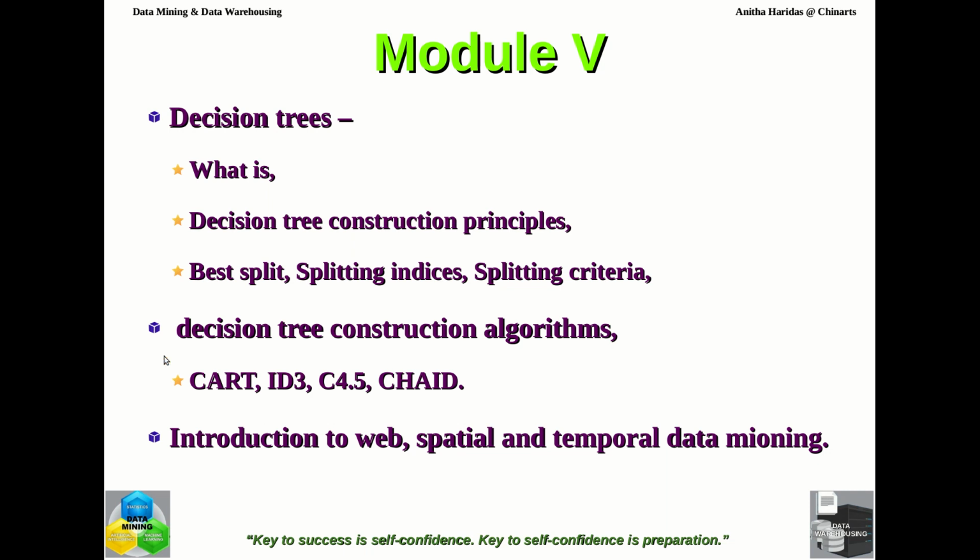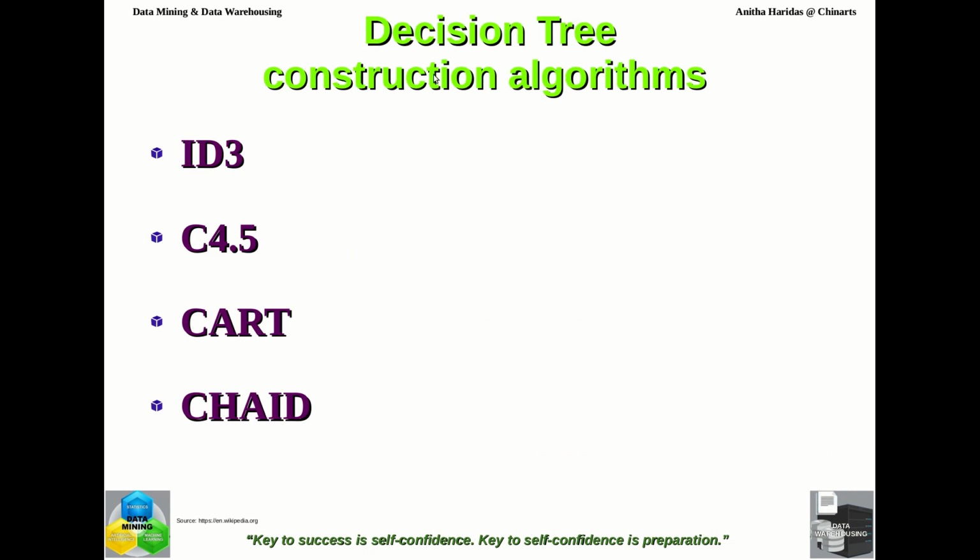In the fifth module, we have covered topics like what a decision tree is, what the construction principle for decision tree construction is, what a best split is, and how we determine the best splitting attribute and the best splitting criteria. Then we also talked about different types of mining, like web mining, spatial and temporal data mining, etc. In this video, we are going to talk about the decision tree construction algorithms like ID3, C4.5, CART and CHAID.